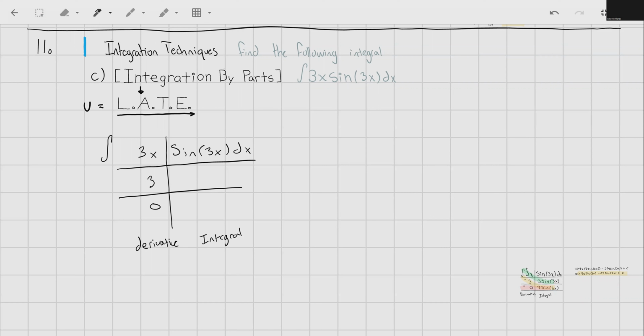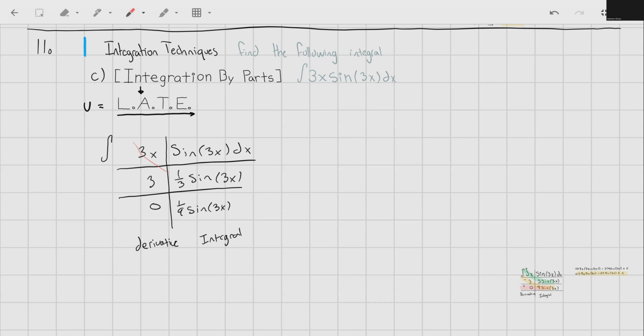The integral of sine 3x is going to be 1/3 sine of 3x. Next step is you take the integral of 1/3 sine 3x. That's going to become 1/9 sine 3x.